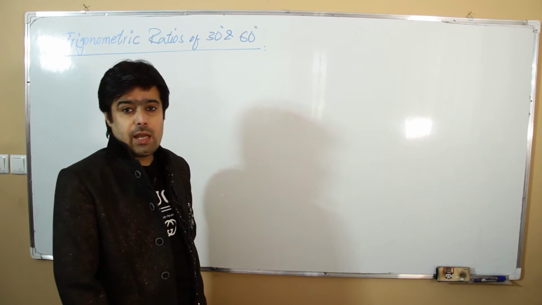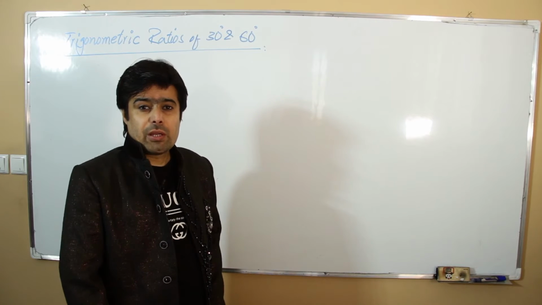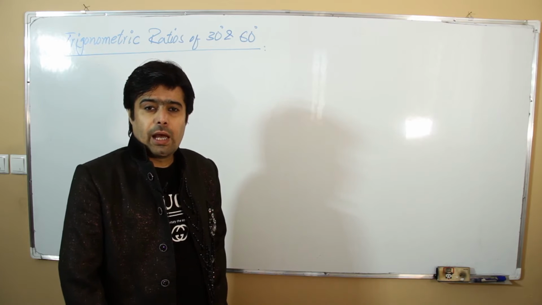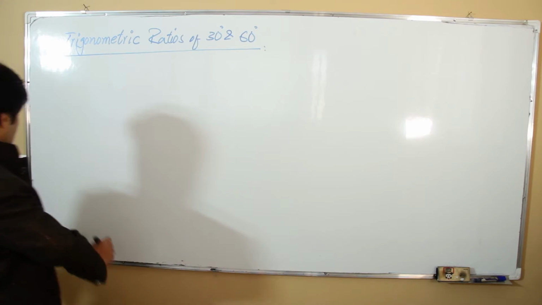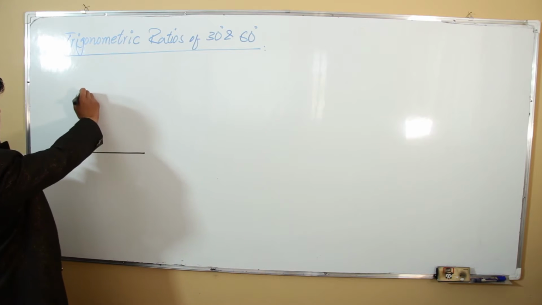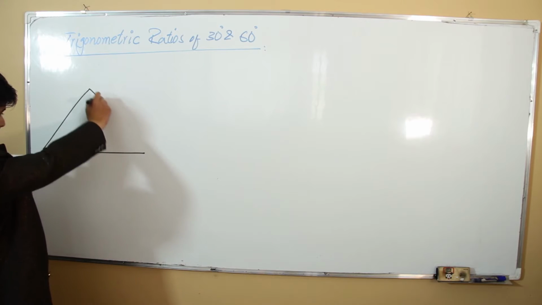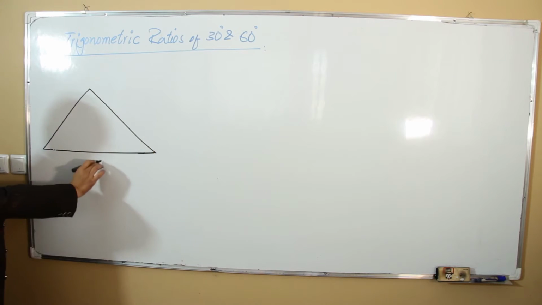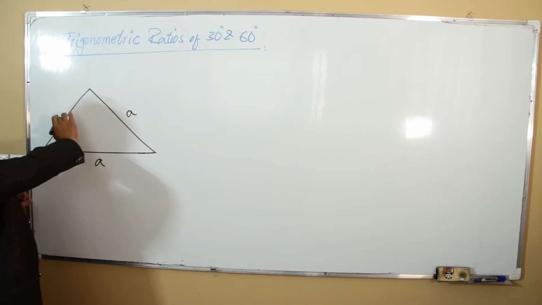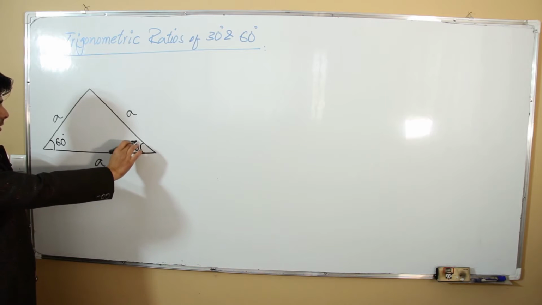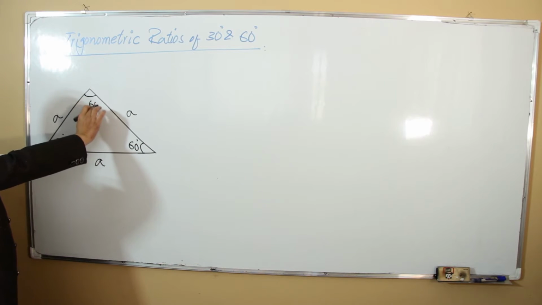Trigonometric ratios of 30 and 60. In order to find the trigonometric ratios of 30 degree and 60 degree, you have to consider an equilateral triangle. Now, what is an equilateral triangle? You know that all sides are equal. This side is A, this side is A, and this side is A. If the sides are equal, the angles must be equal. This is 60, this is also 60 degree, and this one is also 60 degree.